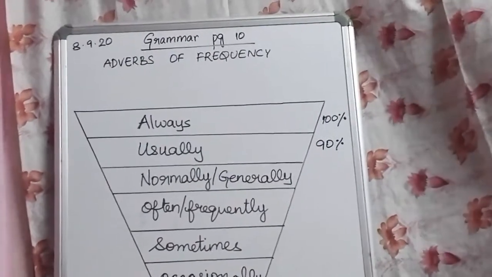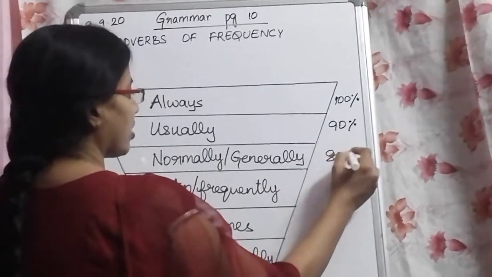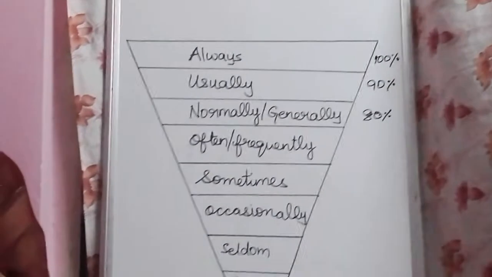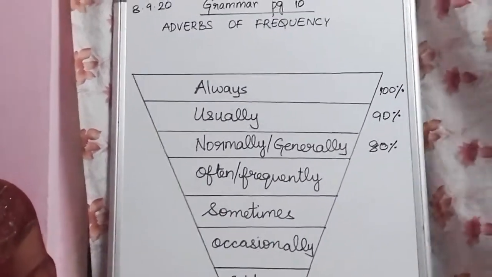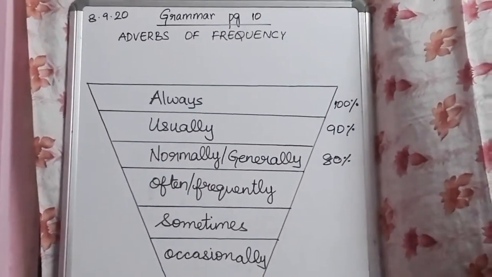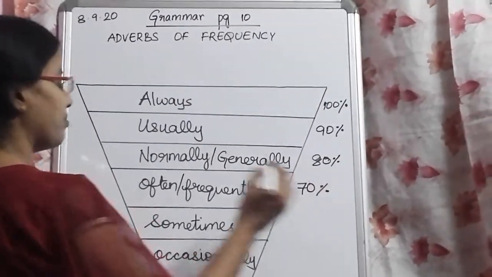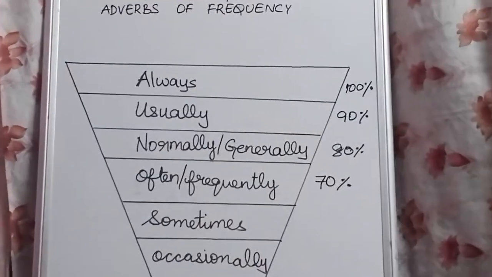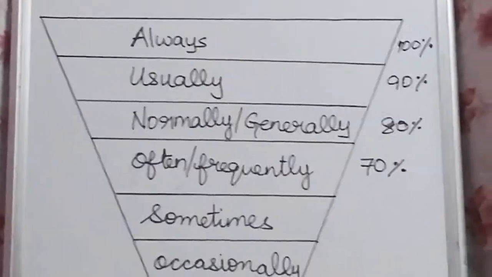Then normally or generally, these words are used when an activity is done 80% of the time. For example, I normally swim after school. The next one is often or frequently. It is used when an activity is done 70% of the time. For example, I often spend Christmas with friends. Here often is used, so it is frequently done.